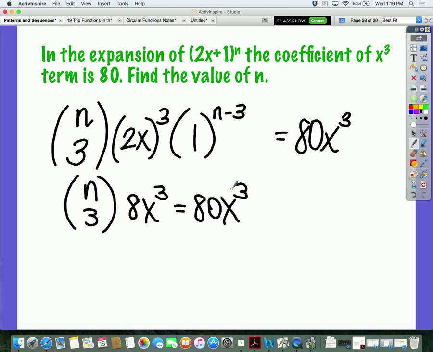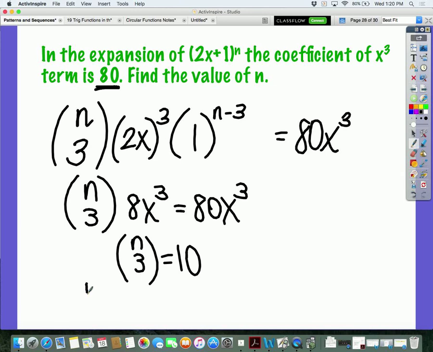Everyone okay up to here? This is easy. Wait, where did you get 80x from? The problem gave us the coefficient of the x to the third term. So we know that 80x to the third is one of our terms. So we can divide both sides by 8x to the third, and we have n combination 3 has to equal 10.